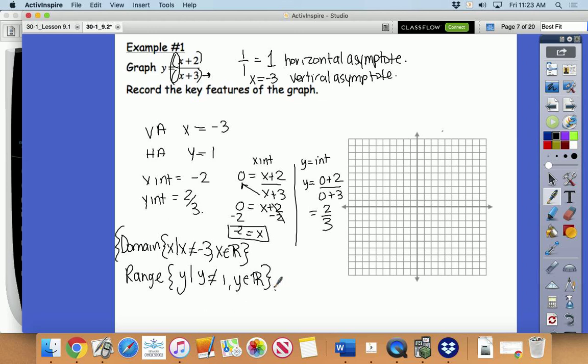And from here, I can draw a good kind of graph of what this looks like just from all those features that I just did. So first I'm going to outline those vertical asymptotes at x equals -3, I have a dotted line. And at y equals 1. I also know that the graph is going through at x equals -2 and at the y-intercept of 2/3.